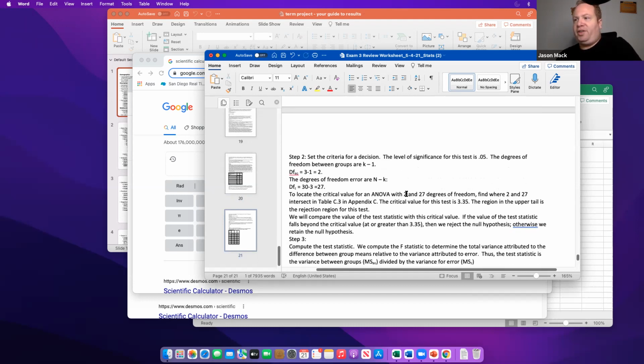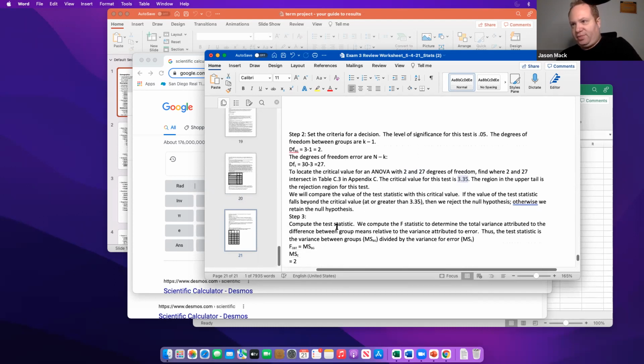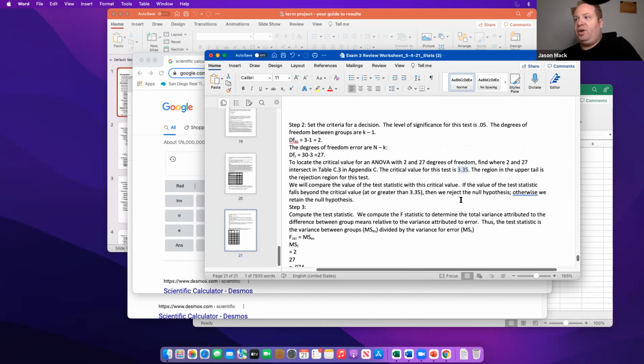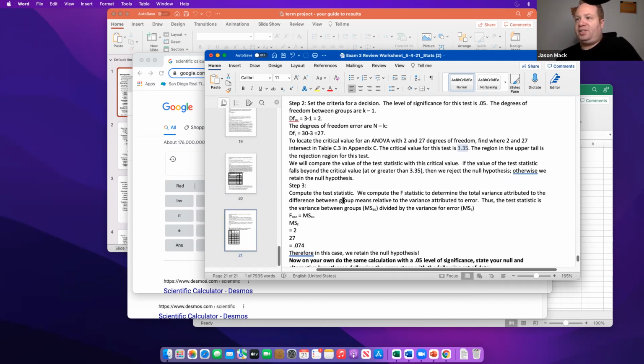So we find the critical value. We're looking at 2 and 27 degrees of freedom, and we find this in the F table, and the critical value is 3.35. That is the upper tail rejection region for this test. We will compare the value of the test statistic with the critical value. If it's below the critical value, we retain. If it's at or greater than 3.35, we reject the null hypothesis. Otherwise, we retain it.